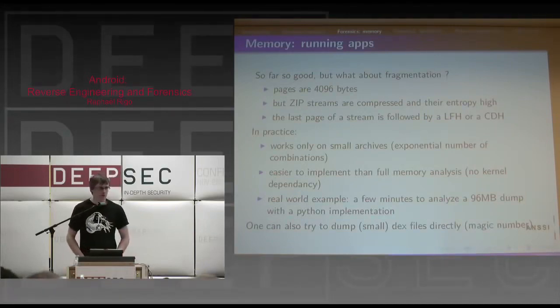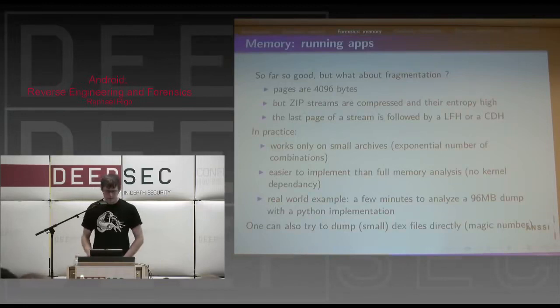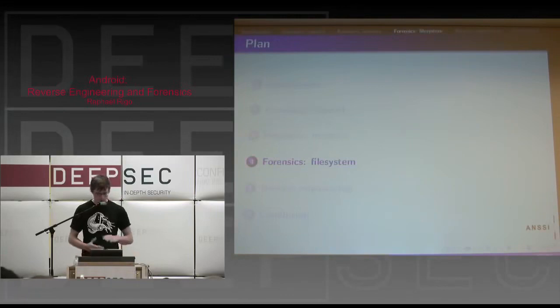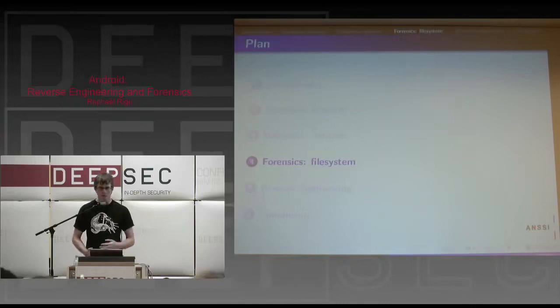We will see. So to sum up, we have a memory, we have rebuilt processes, we have information on open files, maybe sockets, but of course we want to see what's on the file system because there is a lot of information on the file system.